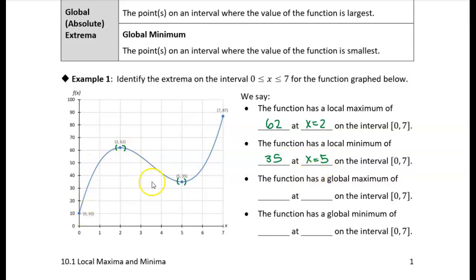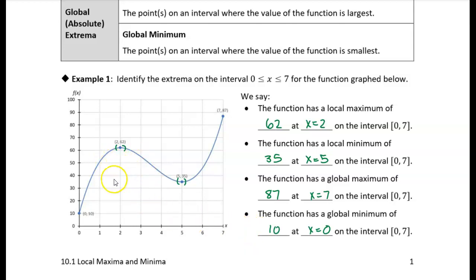Now, if we look at the whole interval, you can see that those local maximum and local minimum are not the global maximum or minimum. If we look at the whole interval, we have a point over here that's bigger. This happens to be at one of the endpoints. But we have a global maximum, at least on this interval, of 87 at x equals 7. And then down here on the other side, we've got a global minimum of 10 when x is equal to 0. So we've identified the local and global extrema of this function.